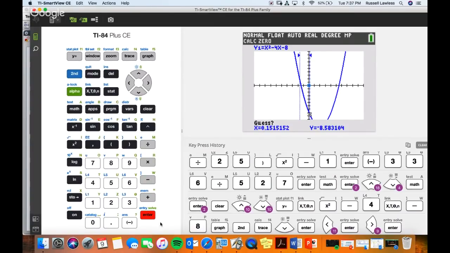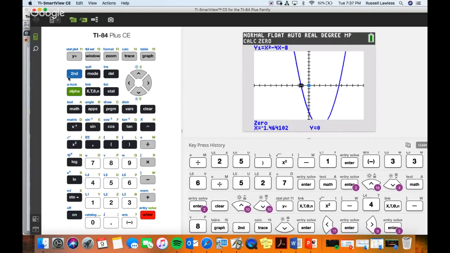Notice that essentially I'm trapping this 0 in between my 2 arrows. It's going to ask for a guess, but the guess, I don't really know why. So you just hit enter one more time. And so then our 0 will be negative 1.46.